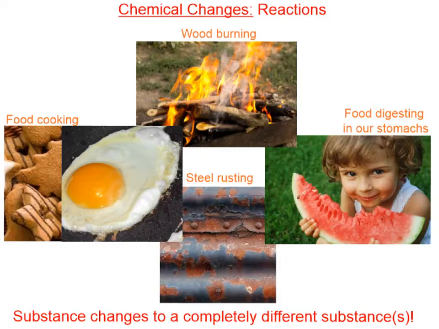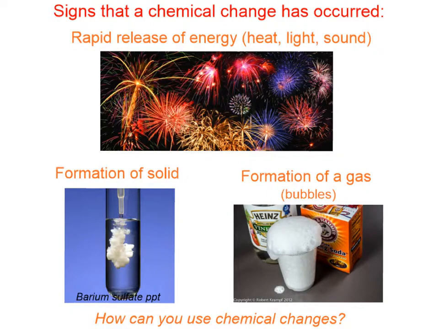Anything cooking, this egg cooking or cookies baking, an entirely new substance is being formed there, chemical changes. So, what are some signs that a chemical change has occurred? One sign, a rapid release of energy. Heat, light, sound. When those kinds of things are produced, generally you can say that a chemical change has occurred.